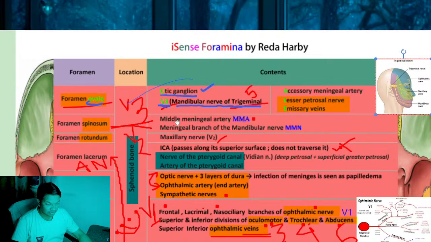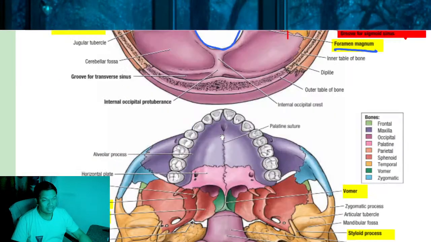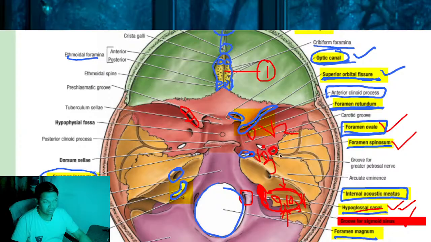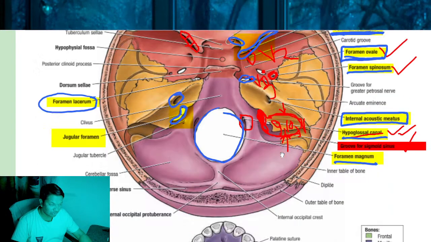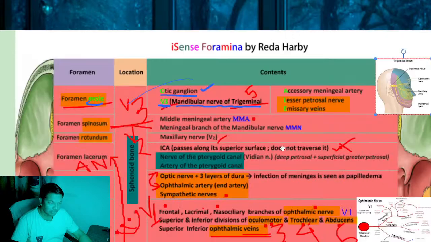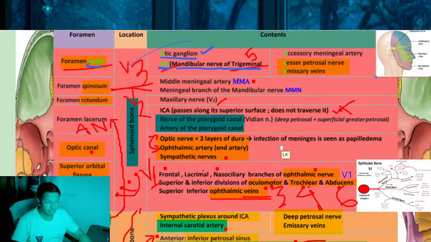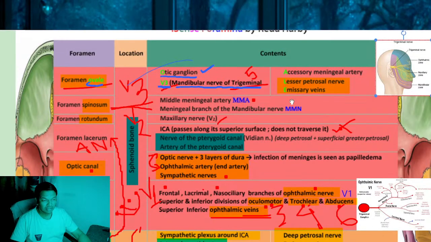Then we have foramen spinosum. Remember the location of foramen spinosum? It is just behind foramen ovale. Foramen spinosum contains two structures, MMA and MMN. MMA is the middle meningeal artery, and MMN is the meningeal branch of the mandibular nerve.